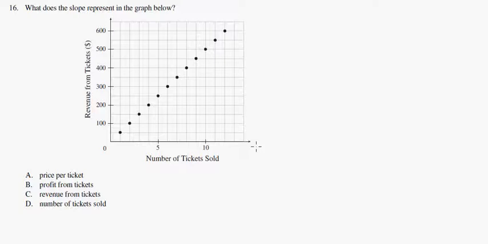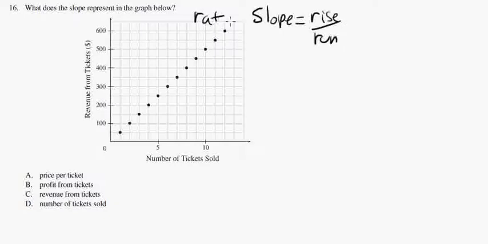Alright, question 16 asks, what is the slope in the graph? What is the slope represented in the graph below? Okay, this does require us to remember the definition of a slope. Well, slope is rise over run, and slope is really just a rate.